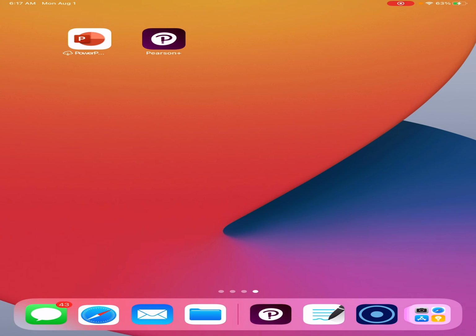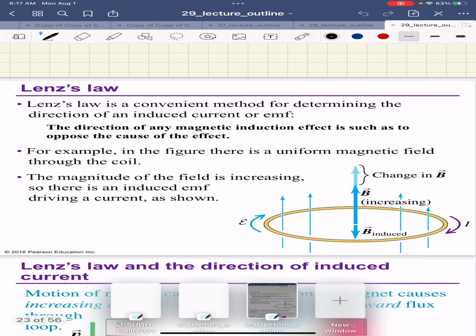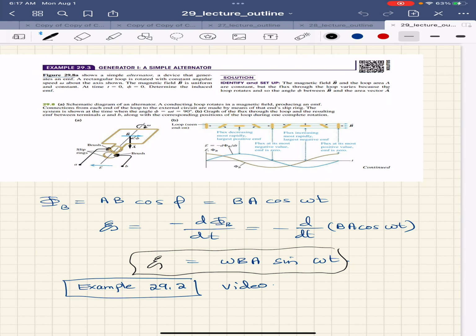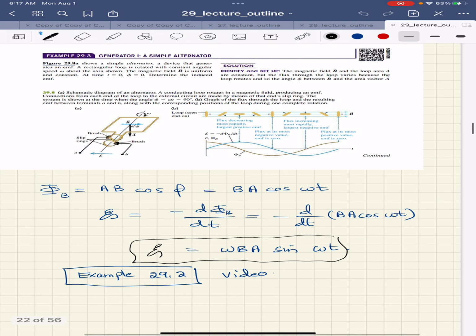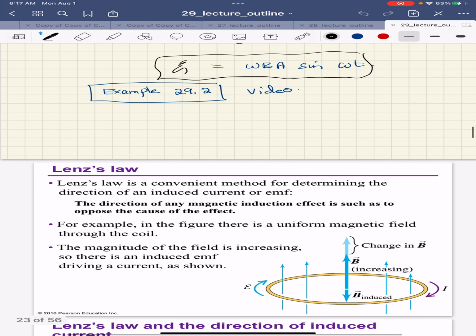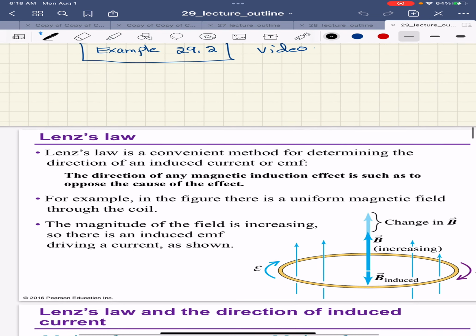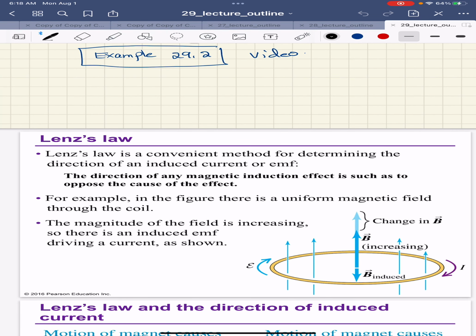All right, this was an application of Faraday's law, and we are using Faraday's law together with Lenz's law. And for Lenz's law, we are going to do many applications, and it is a convenient method for determining the direction of an induced current or EMF. It always tells you that the direction of any magnetic induction effect is such as to oppose the cause of the effect.